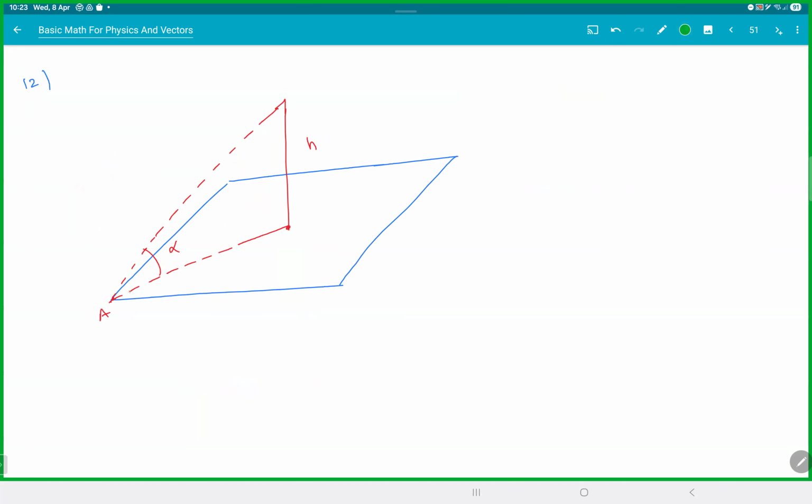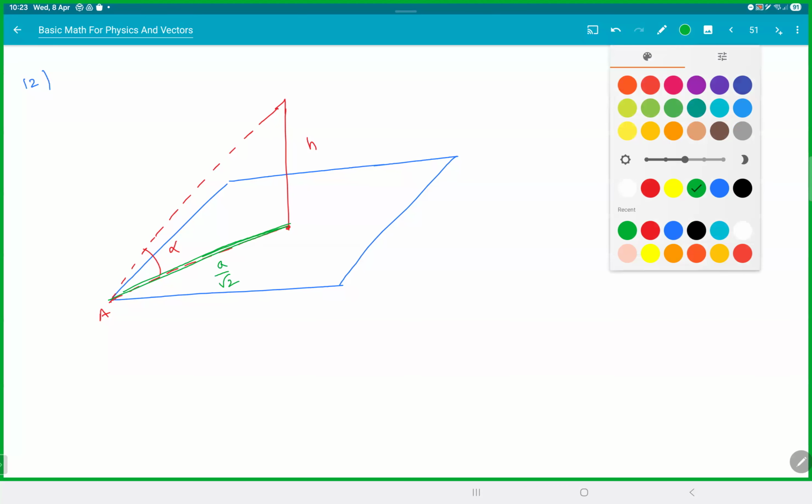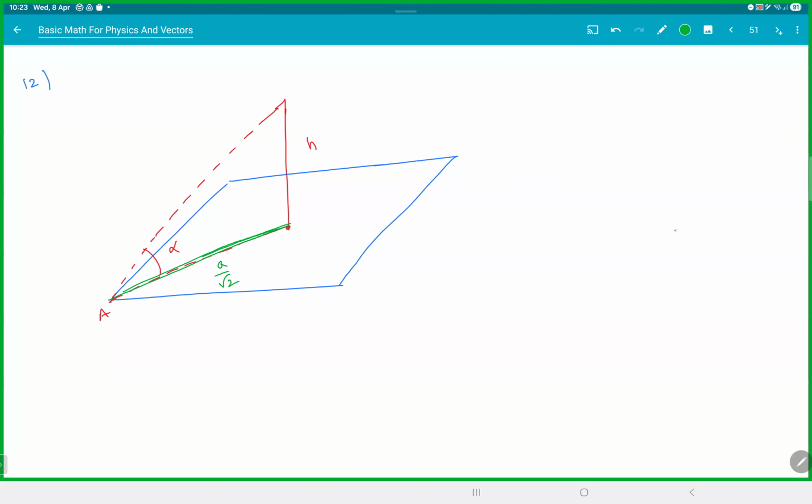Can you tell me what will be this length here? This is the full diagonal, right? This will be half the diagonal. How much is half the diagonal? A root 2 by 2, which is A by root 2. If you take the full diagonal, this is A root 2. So what will be half of it? Half of A root 2.